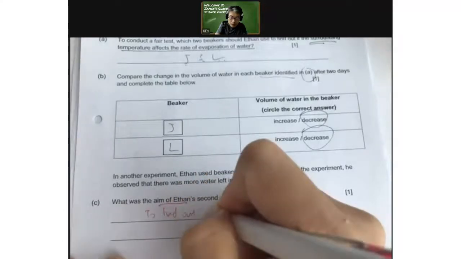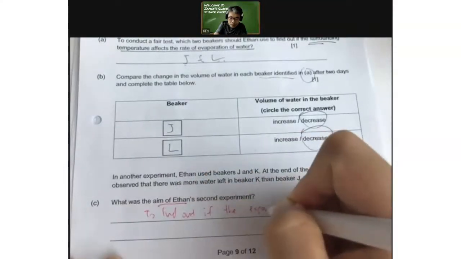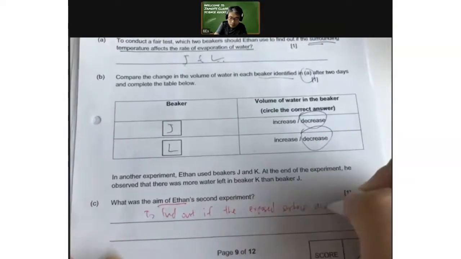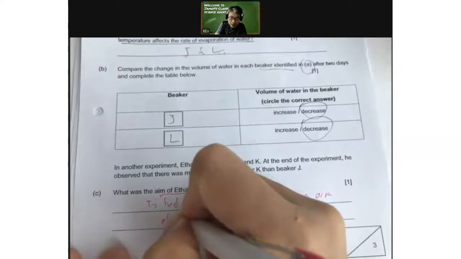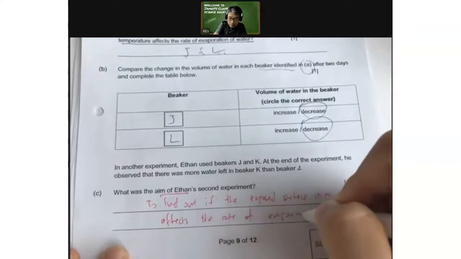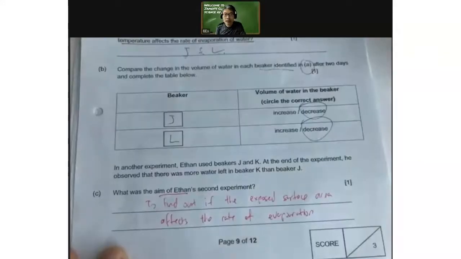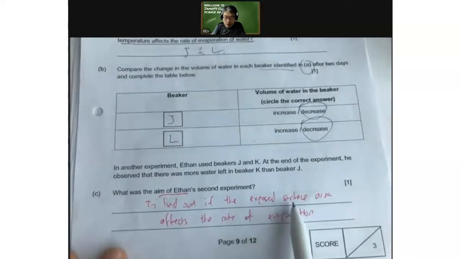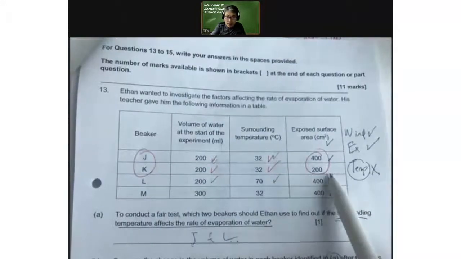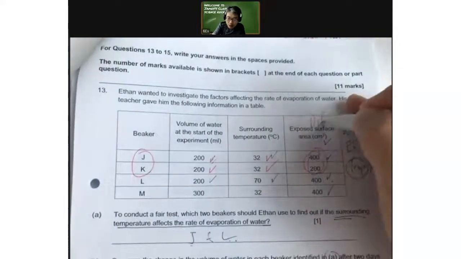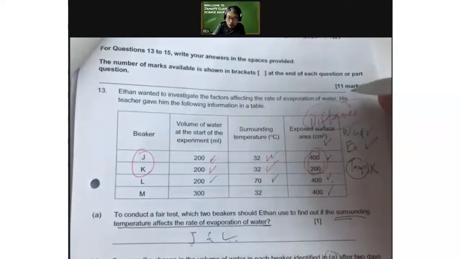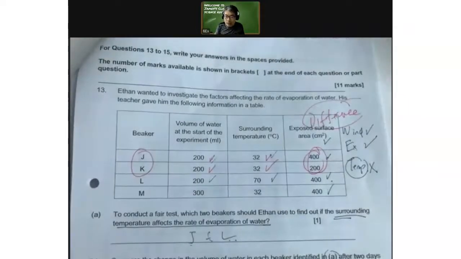So in this question, what's the aim? It is to find out if the exposed surface area affects the rate of evaporation. This will be the aim, to find out if the exposed surface area affects the rate of evaporation. How do you get to this answer? By comparing J and K, and this is the only difference. You look out for the difference. We're looking for the aim of the experiment, and the difference here is about exposed surface area.